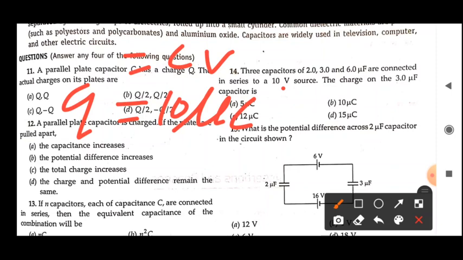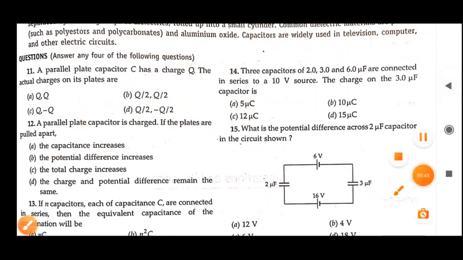Now, in series, one property is that all the capacitors carry the same charge. So the charge carried by the equivalent capacitor will also be carried by all the capacitors. So the 2 microfarad, 3 microfarad and 6 microfarad capacitors will all have the same charge, equal to 10 microcoulomb. This is our answer.